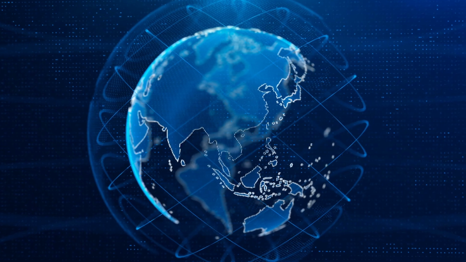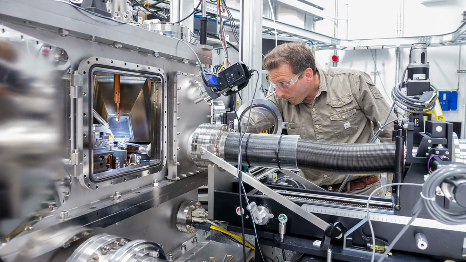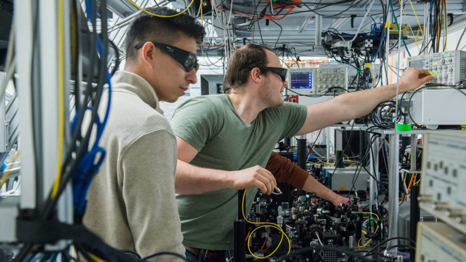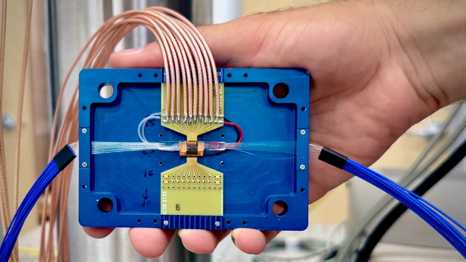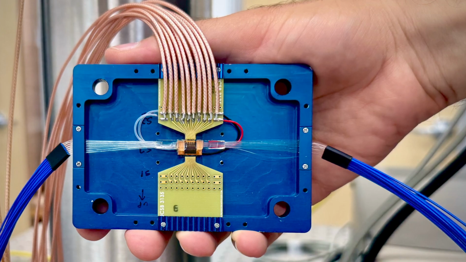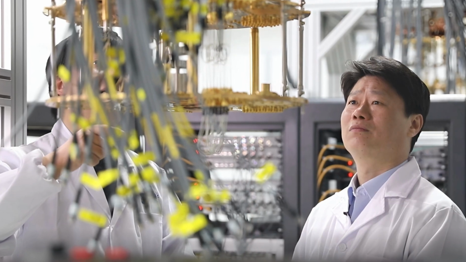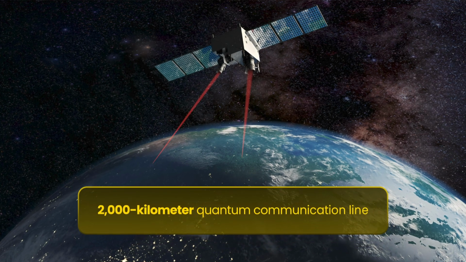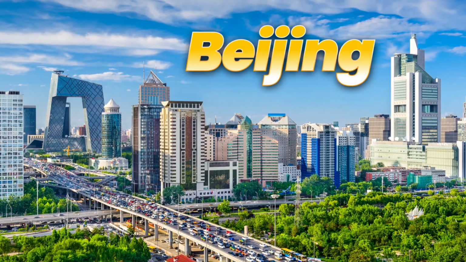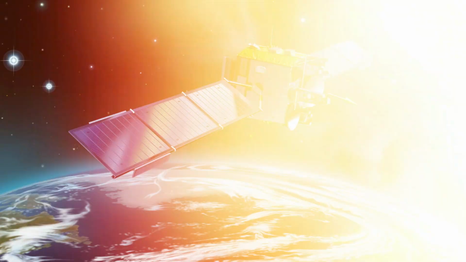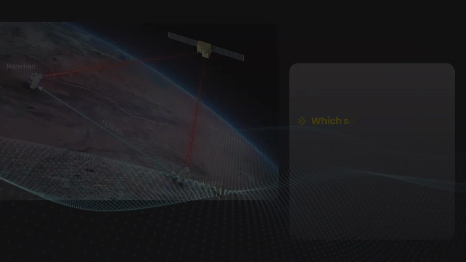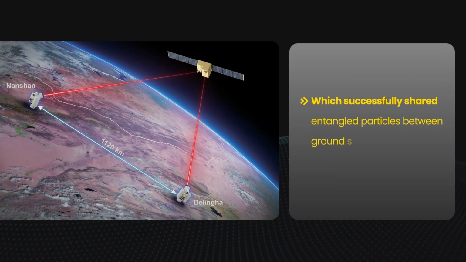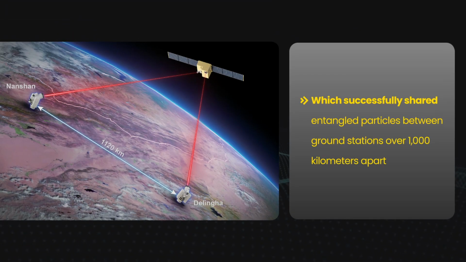The quantum internet might sound futuristic, but it's already being tested in the real world. Researchers around the globe are building early versions of quantum networks to see how these ideas work outside the lab. In China, scientists have created a 2,000-kilometer quantum communication line between cities like Beijing and Shanghai. They also launched the first quantum satellite, called Micius, which successfully shared entangled particles between ground stations over 1,000 kilometers apart.